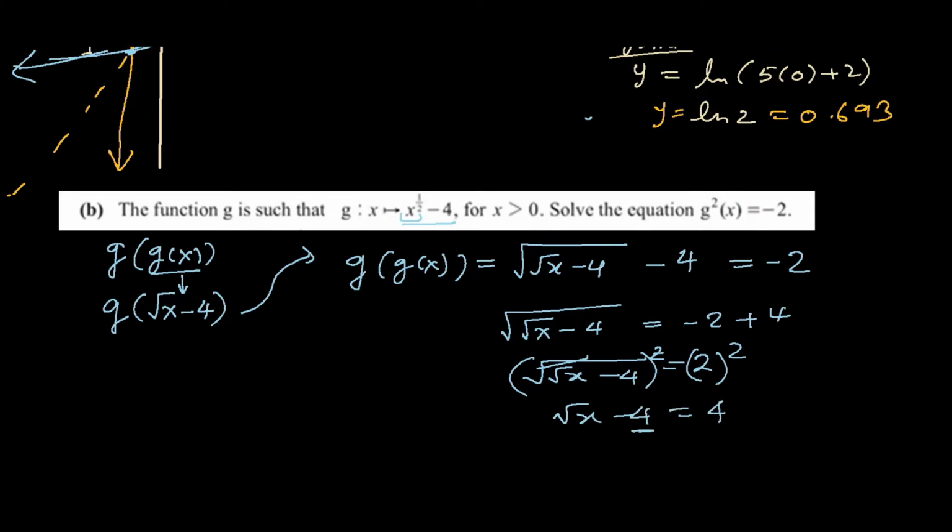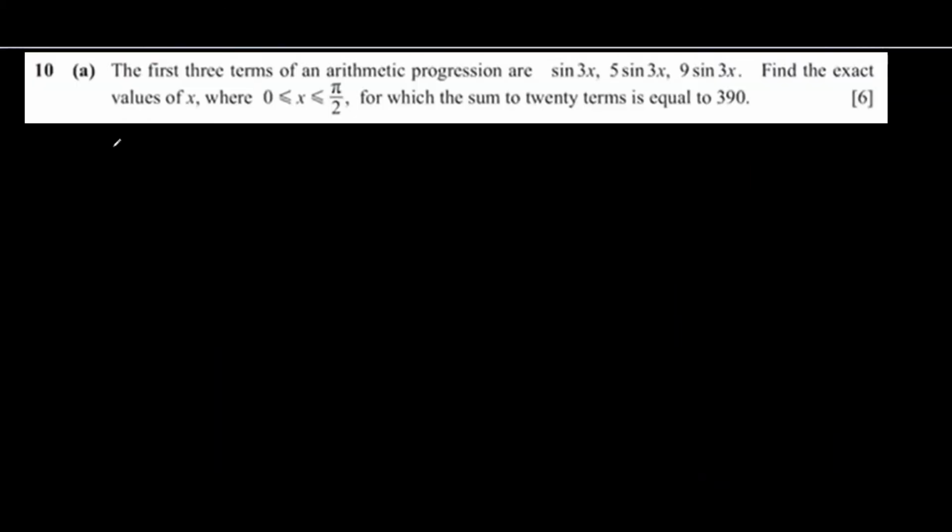Again, this minus 4, we can shift it to the right side. So square root x equal to 4 plus 4. Okay, so it becomes 8. Square root x is equal to 8, and we square both sides to get rid of this square root. So it becomes x equal to 64.